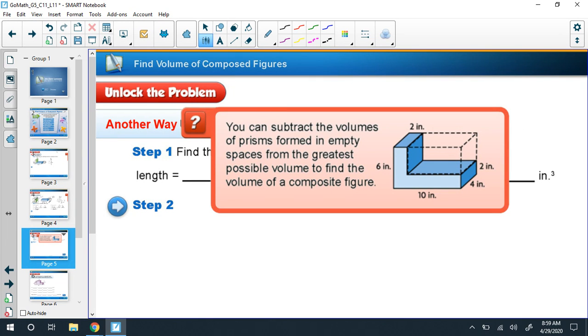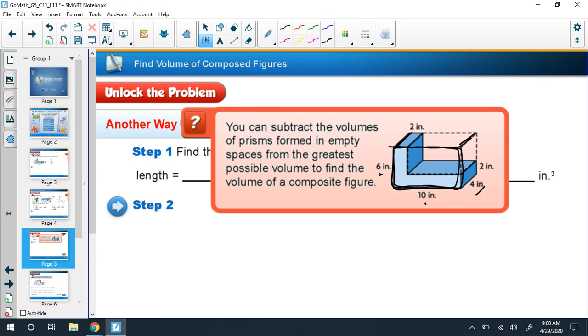An alternative method is to subtract the volumes, to subtract out the missing part. If we look at this, this is an image that has all the same exact measurements as that first one we looked at: 6, 10, 4, all of those are exactly the same. What we are going to do here is find the volume of this composed figure as if it was one big solid rectangular prism. So that's where we're going to start out.